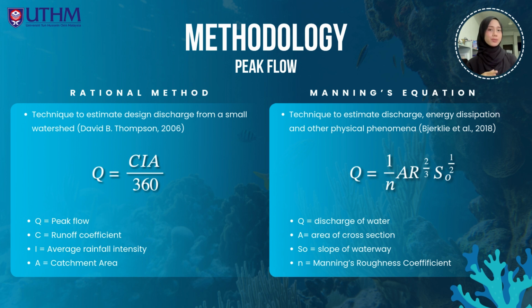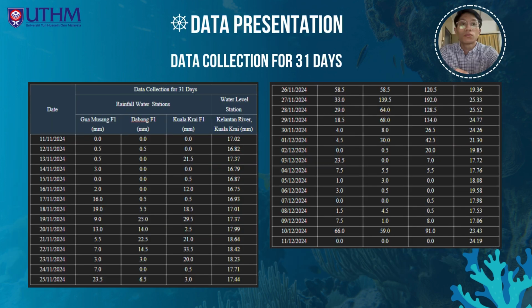The second method that we used in the peak flow calculation is Manning's equation. According to Jarkley et al. 2018, this is a technique that is regularly used to estimate discharge, energy dissipation, and also other physical phenomena. The formula goes by Q equals 1 over n, A R to the power of 2 over 3, S0 to the power of 1 over 2, where Q is the discharge of water, A is the area of the cross-section, S0 is the slope of the waterway, and n is Manning's roughness coefficient.